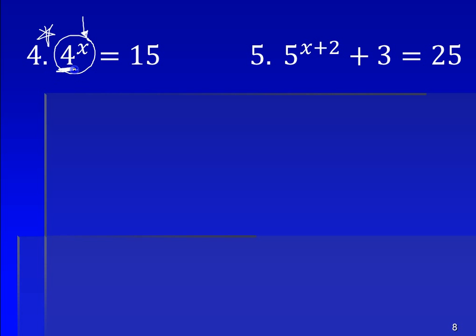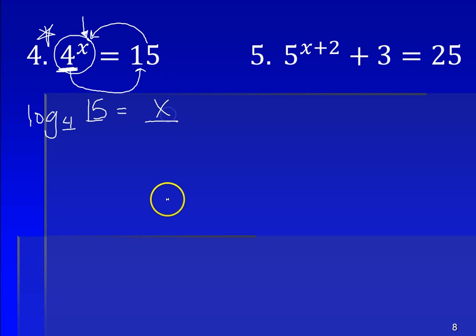So when we do our circle, everything stays the same. I'm going to start at my 4, start at your base, go across to your 15. So I have log, and again, you're filling in your blanks. Log base 4, do your circle, of 15 equals x. By doing that inverse, by doing that circle, it allows us to take this x that's up in the power, and now it's no longer in a power position. So now I can solve for it. So log base 4 of 15 equals x.